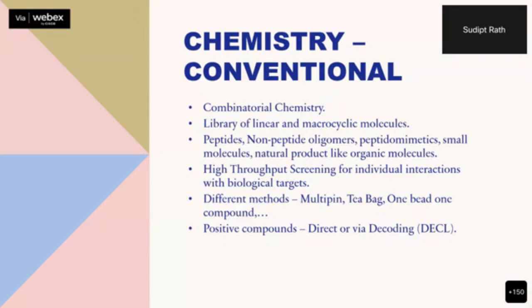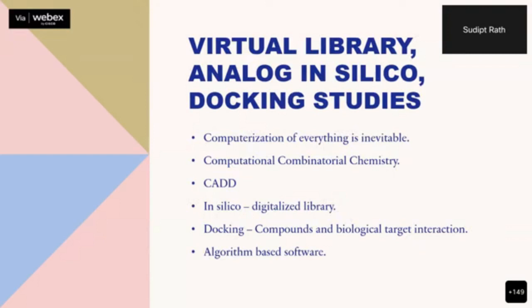And those positive compounds which pass through the high throughput screening are known as positive compounds. They will be put into the library, which is known as direct or via decoding. Via decoding means they may not have kept the exact molecular geometry in the library, but if one knows how to decode the molecular geometry, then via decoding one can know what would be the possible ligand receptor likeliness. Then there are virtual libraries. Computations of everything is inevitable nowadays.